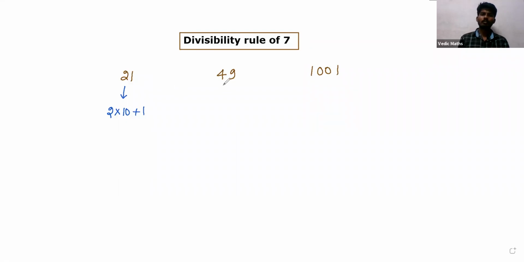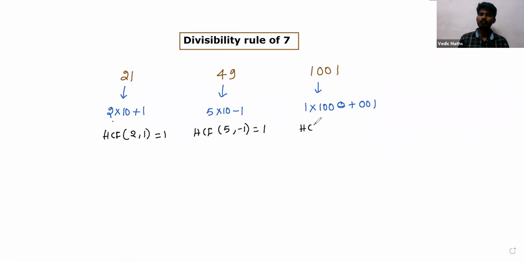I am writing 49 as 5 times 10 minus 1, and 1001 as 1 times 1000 plus 001. If you find the HCF of 2 and 1, it gives 1. The HCF of 5 and minus 1 also gives 1, and the HCF of 1 and 1 also gives 1. That means we can perform the divisibility test by using these numbers very easily.